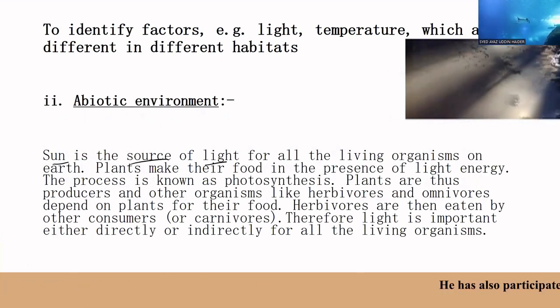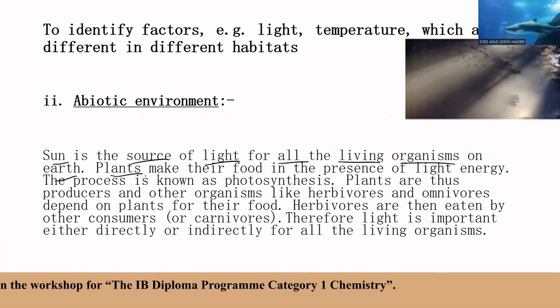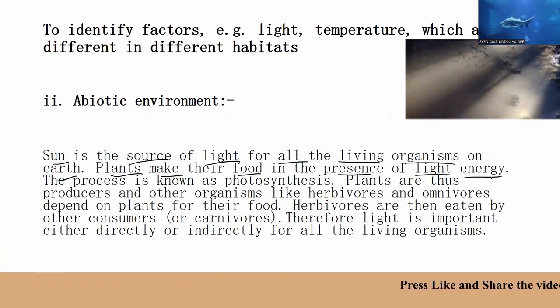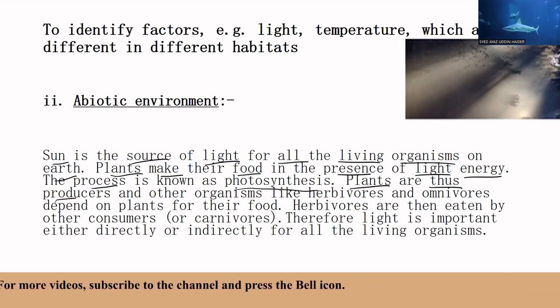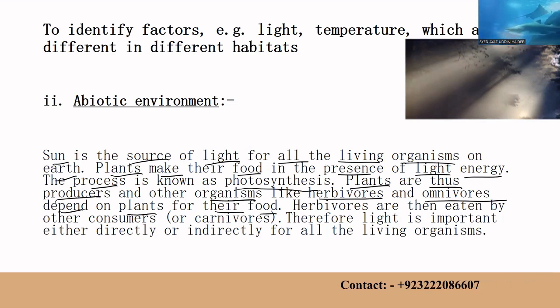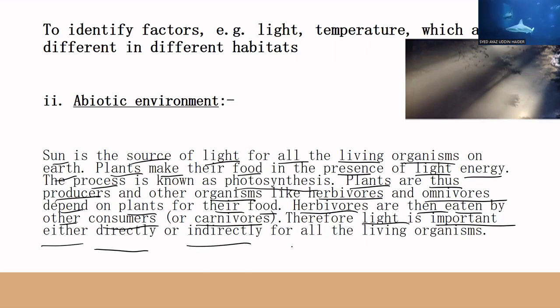Sun is the source of light for all the living organisms on earth. Plants make their food in the presence of light energy. The process is known as photosynthesis. Plants are thus producers, and other organisms like herbivores and omnivores depend on plants for their food. Herbivores are then eaten by other consumers or carnivores. Therefore, light is important either directly or indirectly for all the living organisms.